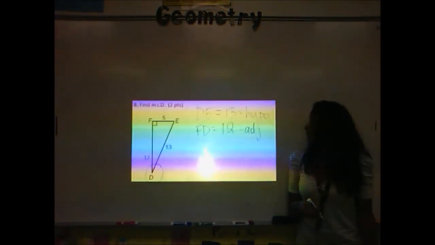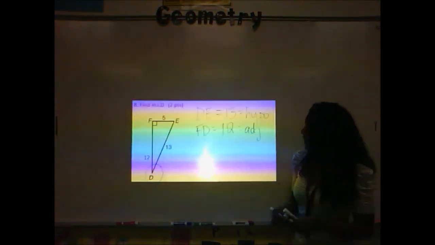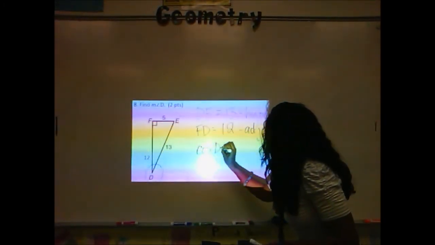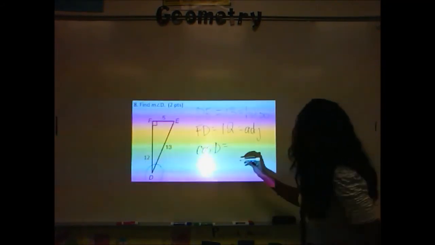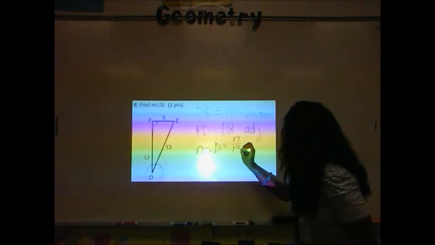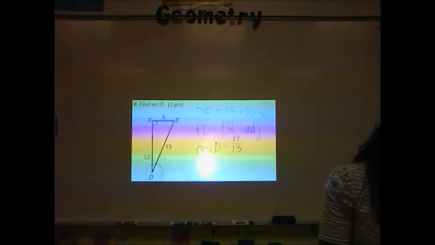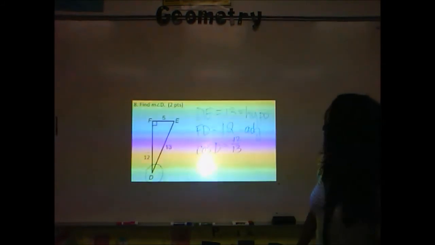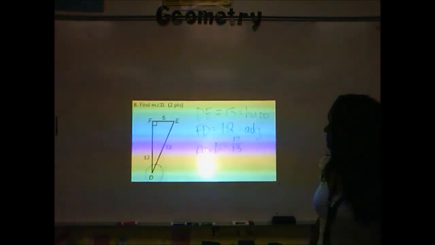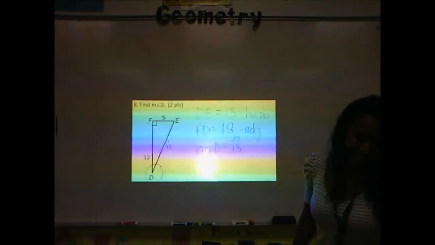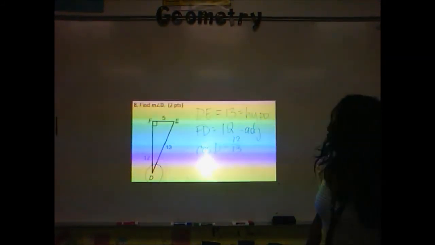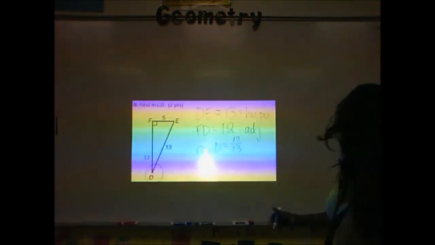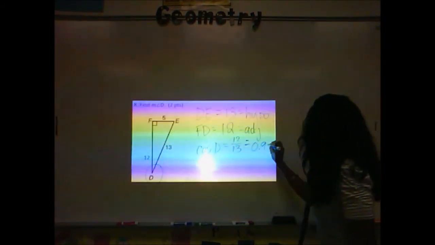What are we going to use? Sine, cosine, or tangent? Cosine. And cosine is adjacent over hypotenuse. So the cosine of angle D is equal to 12 over 13. What decimal do we get when we divide that? 12 divided by 13. 923. So 0.923 thousandths.